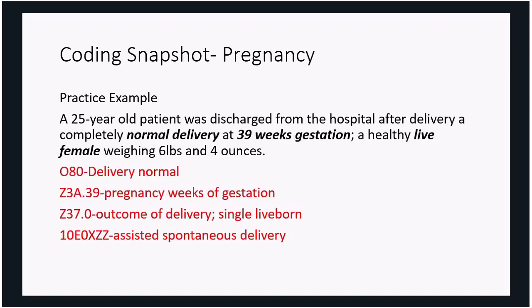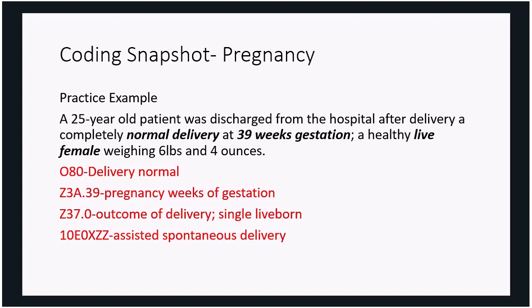Let's look at this practice example. We have a 25-year-old that was discharged from the hospital after a normal delivery at 39 weeks gestation. She delivered a healthy, live female infant at 6 pounds and 4 ounces. Look at this case, and I have highlighted the key terms that will indicate to you this is a normal delivery. Hence, normal delivery. It's at 39 weeks. The baby was born alive, and it was just one baby. So our principal is O80, normal delivery.